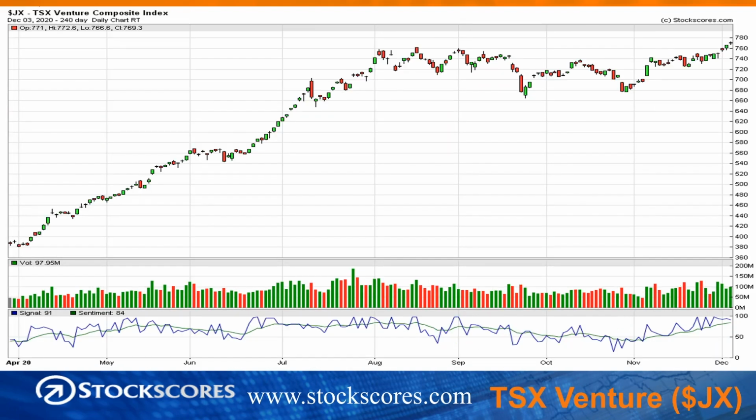TSX Venture, of course, the microcap stocks in Canada, is starting to build some upward momentum and breaking out to new highs. We are seeing strength in cannabis, and a little bit of strength in the last week in some of the mining names, and that's helping this market move higher.